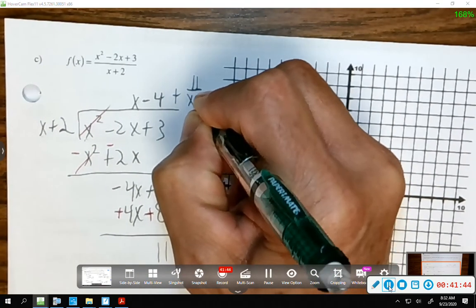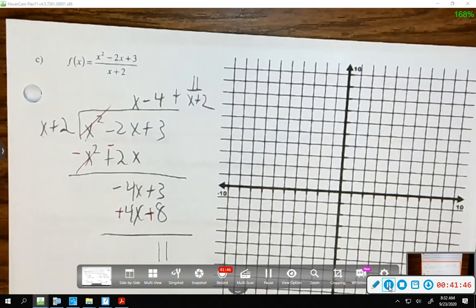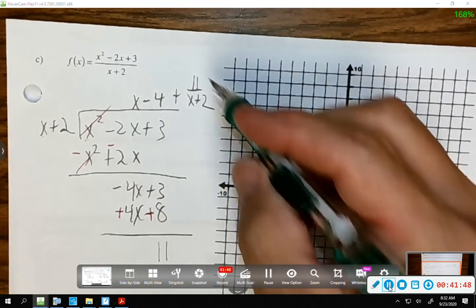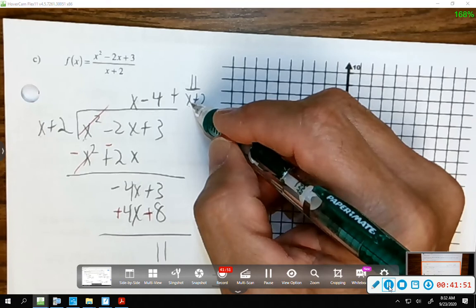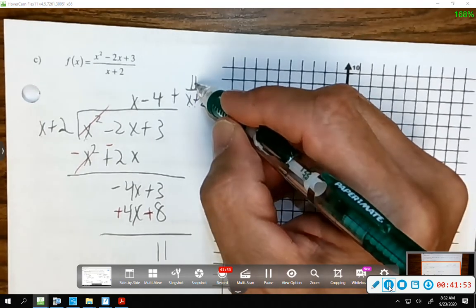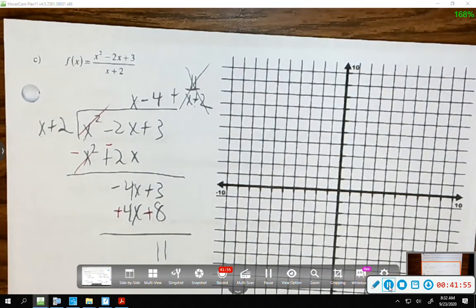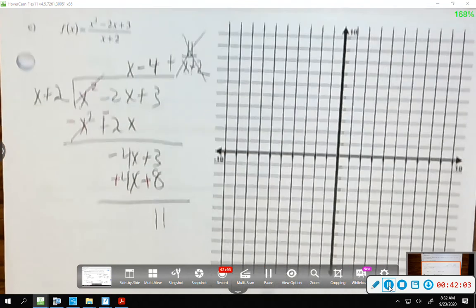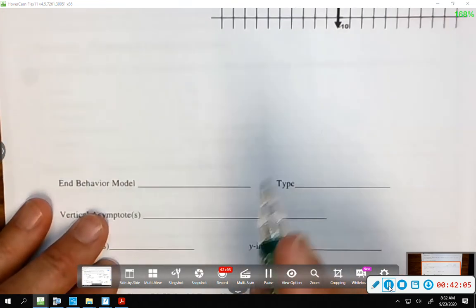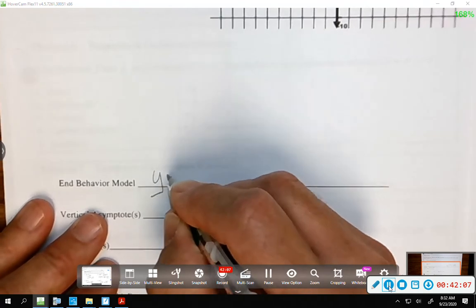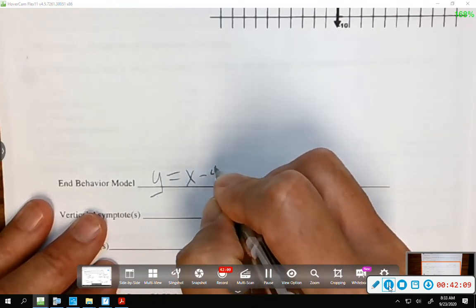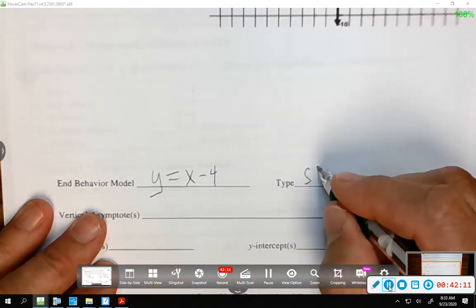But remember, when I'm looking for end behavior model, as x goes to infinity, the bottom grows larger than the top. The numerator does not grow as fast as the denominator. If the denominator grows faster, that goes to 0. So y equals, and you have to say y equals, x minus 4 is my end behavior model. That is a slant asymptote or a linear asymptote.